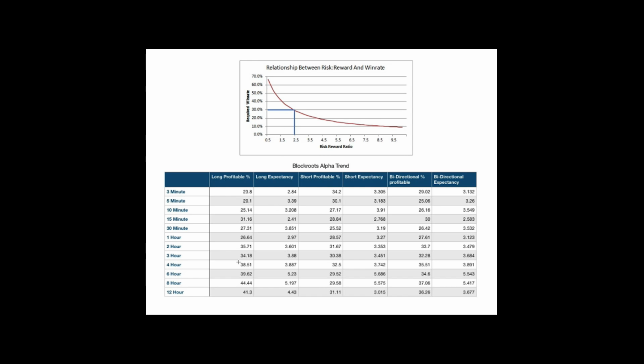And what we can see is we can start to look at a certain percentage profitable and match it to the expectancy. We'll go to something like that 8 hour, for example. We'll look at the percentage profitable as a whole, say about 37%.